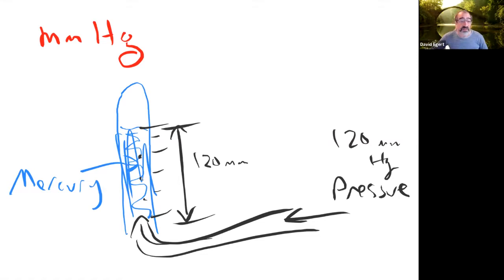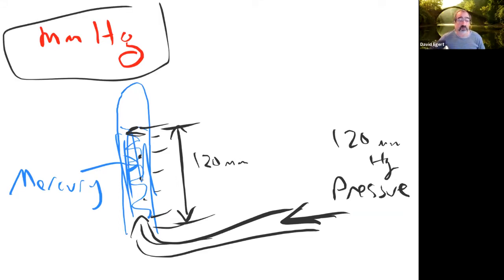So if you're wondering why that is such a weird unit, it really is a literal measurement: that much pressure will be enough to support a column of mercury against gravity that many millimeters up. But for the purposes of our class, we'll mainly just be using it as our unit for pressure, millimeters of mercury.